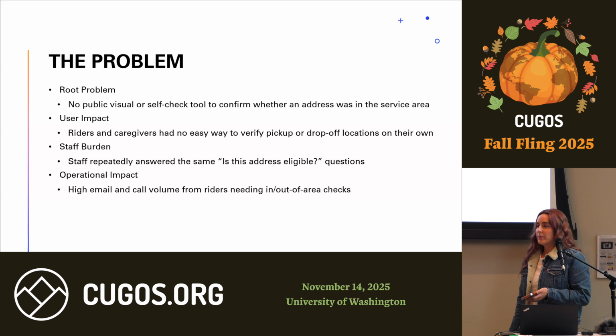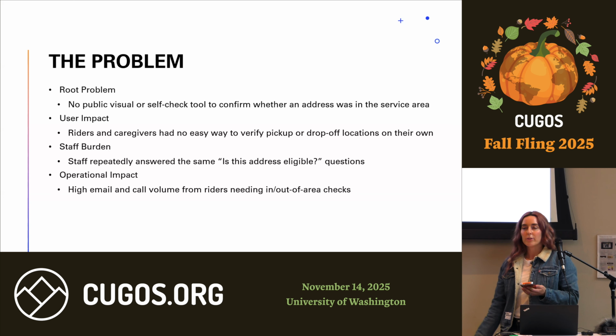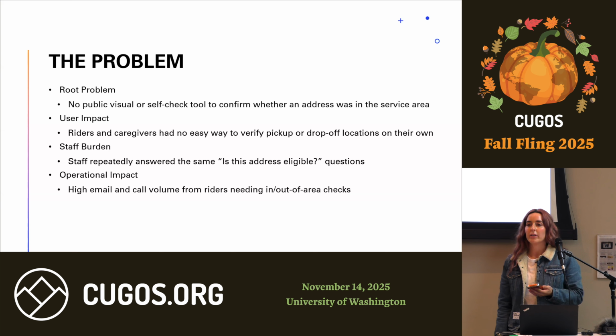The problem was that there wasn't a public way for anyone to check that information besides giving us a call. And because of that, riders and caregivers had no simple way to see if their house or the places that they wanted to travel was inside or outside. And so that created a burden on our staff. They were repeatedly answering the same question: is my address in the service area? Is that stop in my service area? Can I travel here and when?